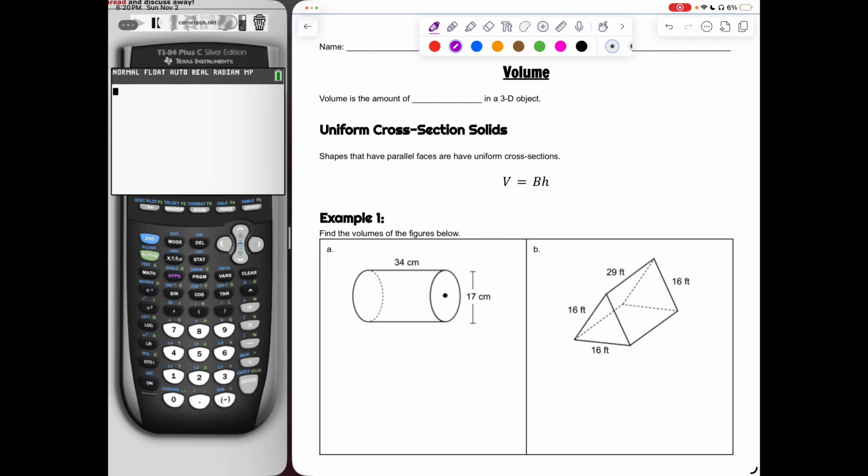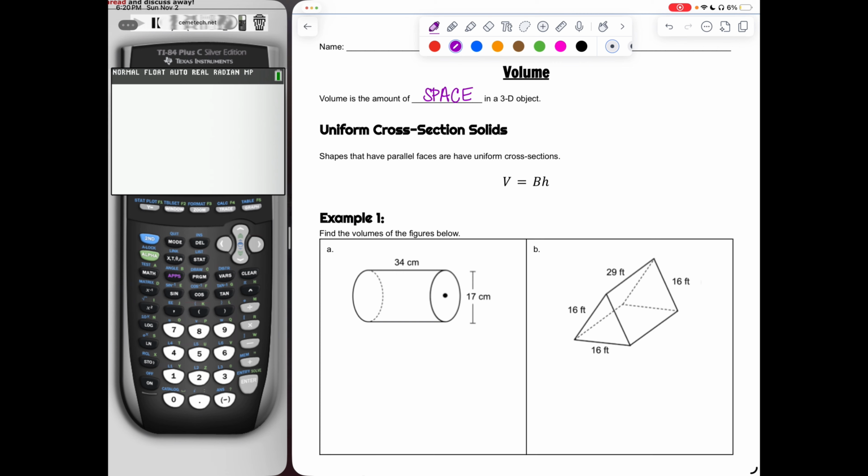Hello, today we're going to talk about volume. Volume is the amount of space that is in a 3D object. Basically, how much can it hold? So the first thing that we're going to talk about is a uniform cross-section solid.